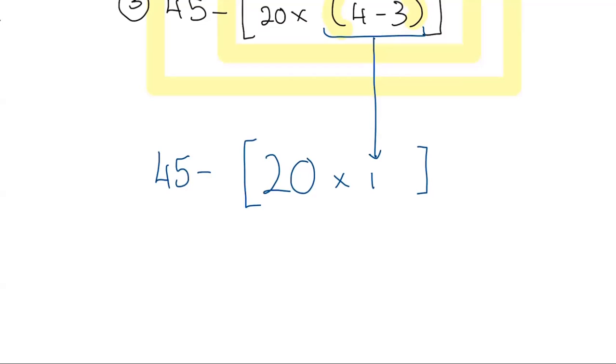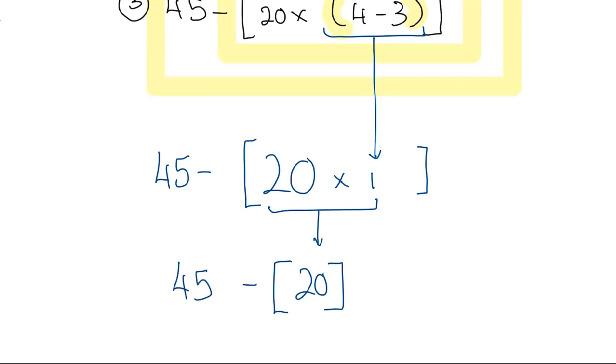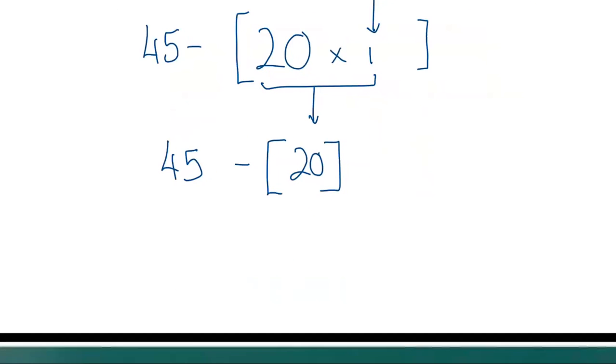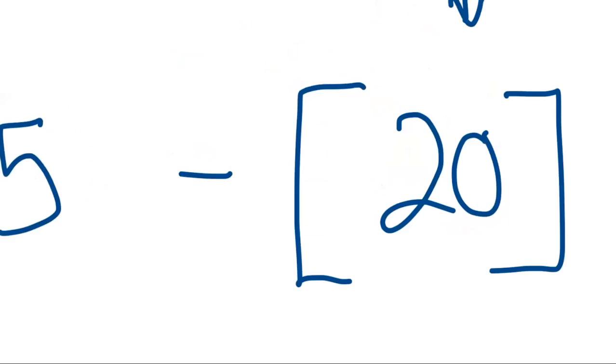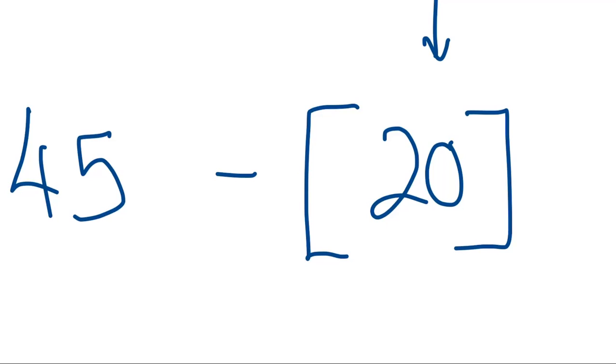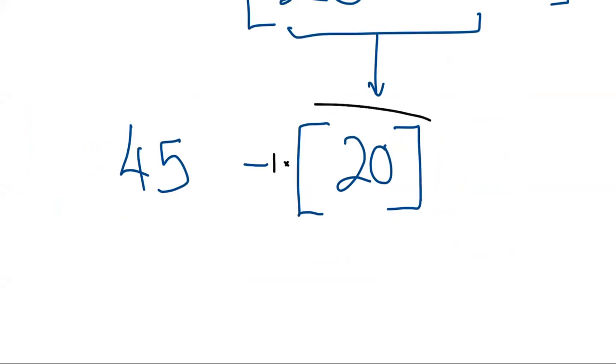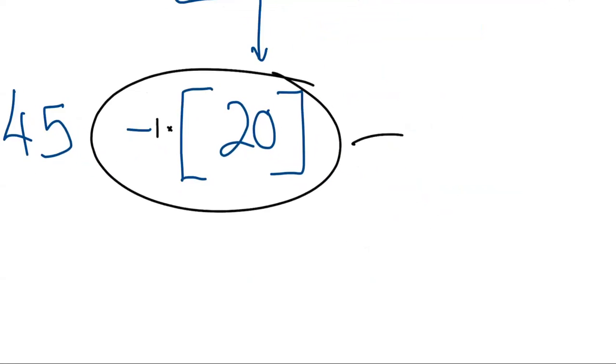Next, 20 times 1. So now this is the next one that we need to solve. Okay, when we have this, although immediately if I remove the bracket, it will be a negative 20, you have to understand that something is happening here. It is actually inside here. This one here is actually a negative 1 multiplied by this.